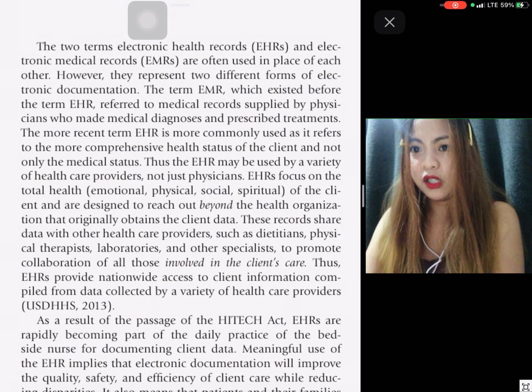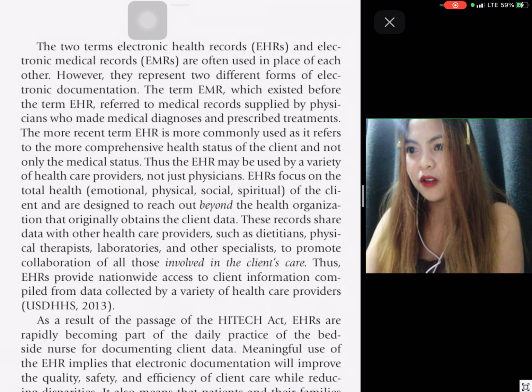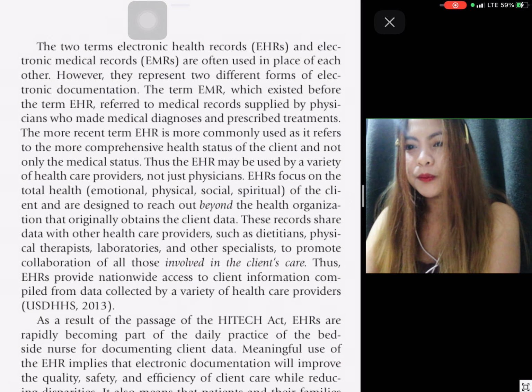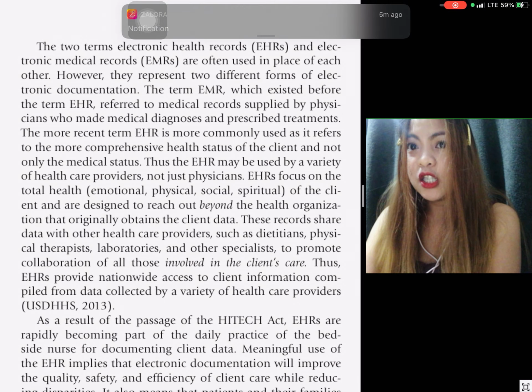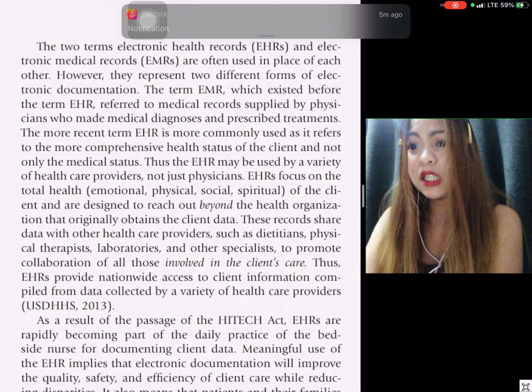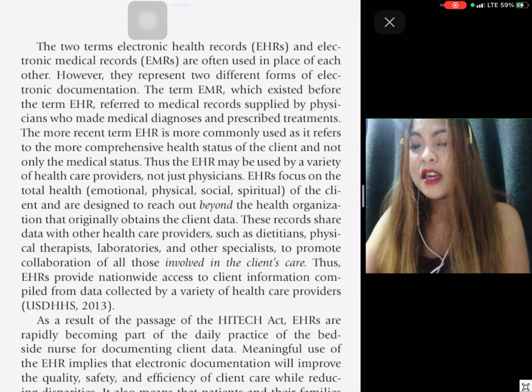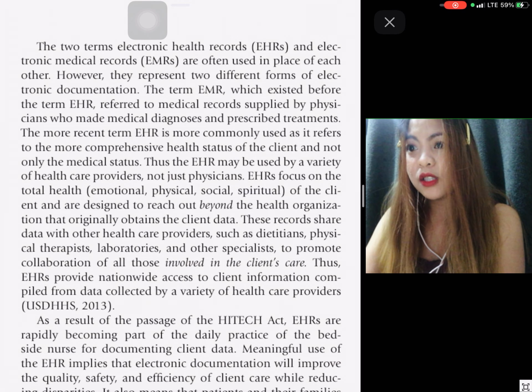So, the EHR focuses on the total health. We have here the emotional, physical, social, and spiritual aspects of the client, and it is designed to reach out beyond the health organization that originally obtains the client data, such as dietitians, physical therapists, laboratories, and other specialists, to promote collaboration of all those involved in the client's care. Thus, EHR provides nationwide access to the client information compiled from data collected by a variety of healthcare providers.